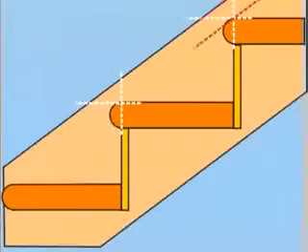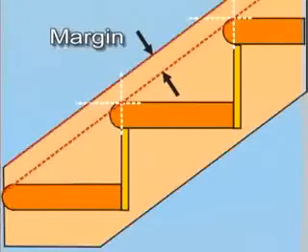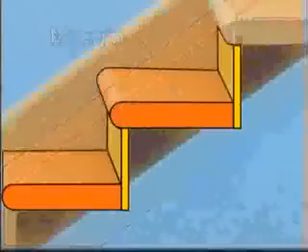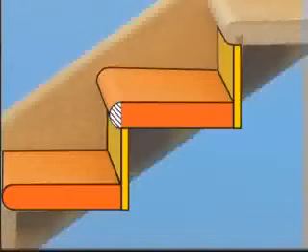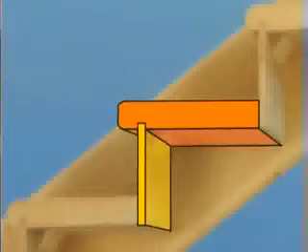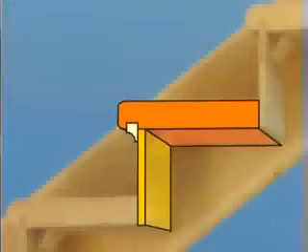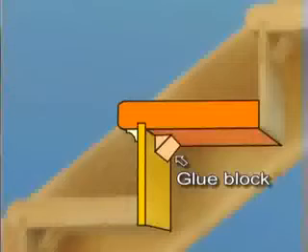The distance from the point of intersection of the rise and the going to the edge of the string is called the margin. The amount a tread overhangs the one below is called the nosing and is usually rounded. Sometimes a small scotia moulding is fitted between the tread and the riser. In earlier times this was grooved into the tread. Glue blocks are used to increase the strength of the joint between the tread and the riser.